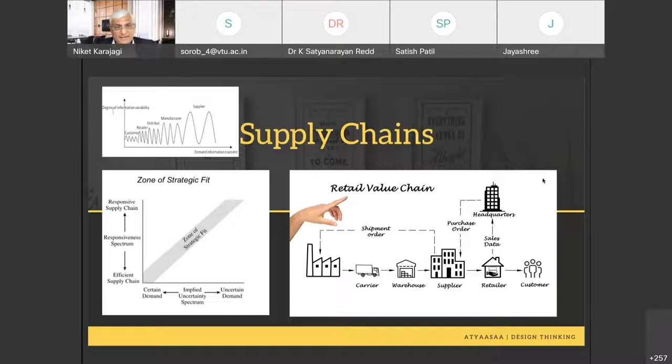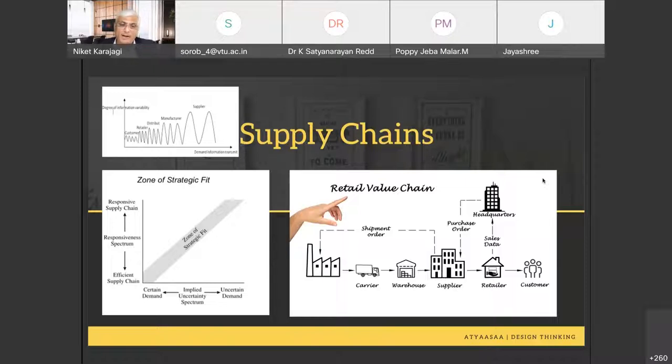On the x-axis, you find the certainty of demand and the uncertainty of demand. We are not living in a world where the demand is certain. We are living in a world where the demand is completely uncertain. Whether it is healthcare, pharma, automotive vehicles, or any scientific instruments that we're talking about, we are absolutely operating in an uncertain demand.